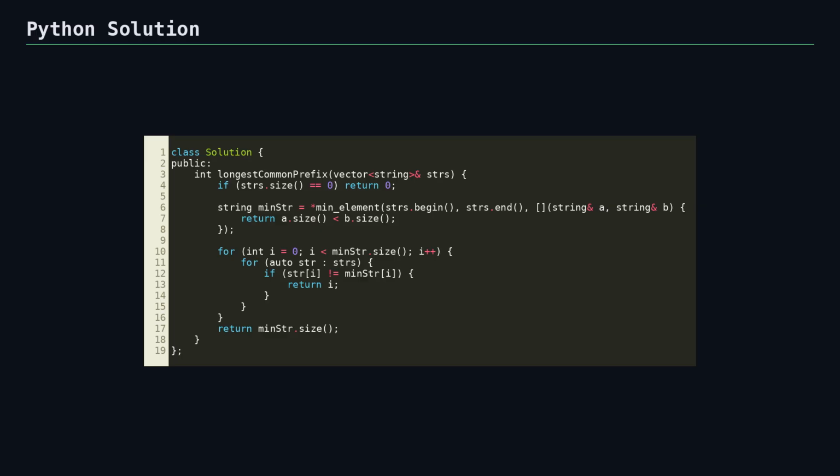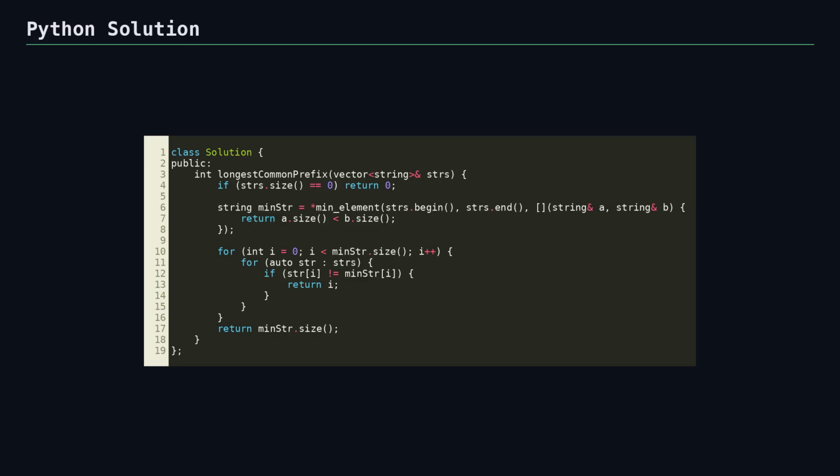To solve this problem, we can start by finding the shortest string in the list, because the common prefix cannot be longer than the shortest string. Then, we can iterate over each character in the shortest string and check if it's the same in all the other strings. If we find a mismatch, we can return the length of the common prefix up to that point. If we get through the entire shortest string without finding a mismatch, then the entire string is the common prefix.